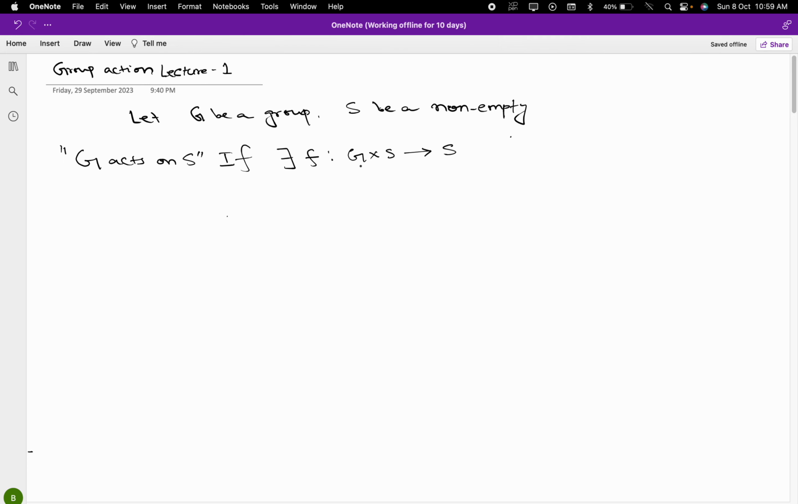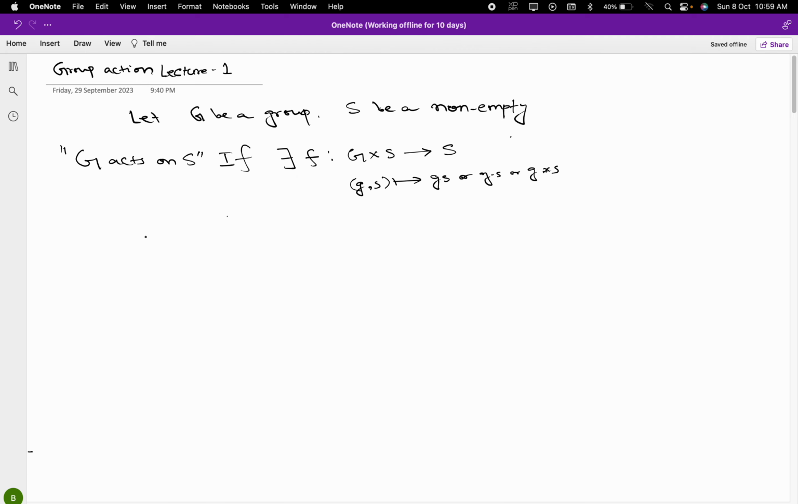What do the elements of this Cartesian product look like? An element is some pair (g, s), and it goes to an element of S, which we will define as g s, or g dot s, or g star s. You will see, don't worry about that. So there exists a function, and it should satisfy some properties of a group action.